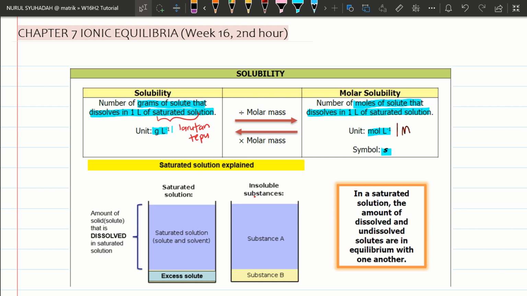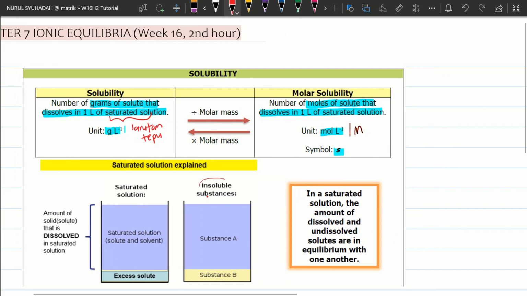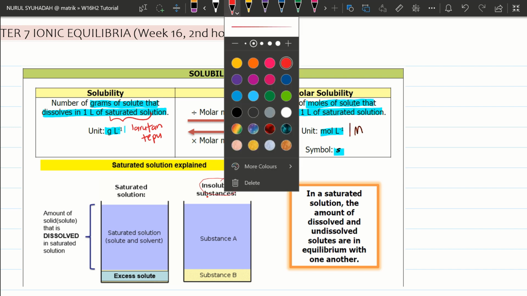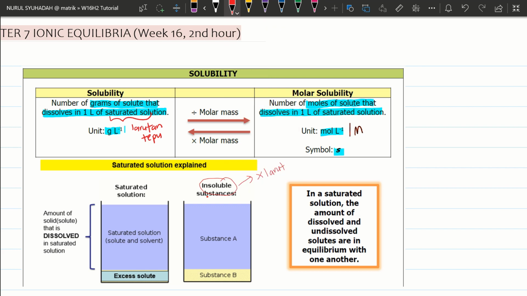So what is the difference? If you look at the picture, there are two: saturated solution and insoluble substance. Let me explain the insoluble substance first. Insoluble means it does not dissolve. When we add two substances together, let's say substance A and substance B, they separate immediately. You instantly get a separate layer, where substance B cannot dissolve, it is insoluble in substance A. Usually substance A, which is in larger amount, is our solvent.